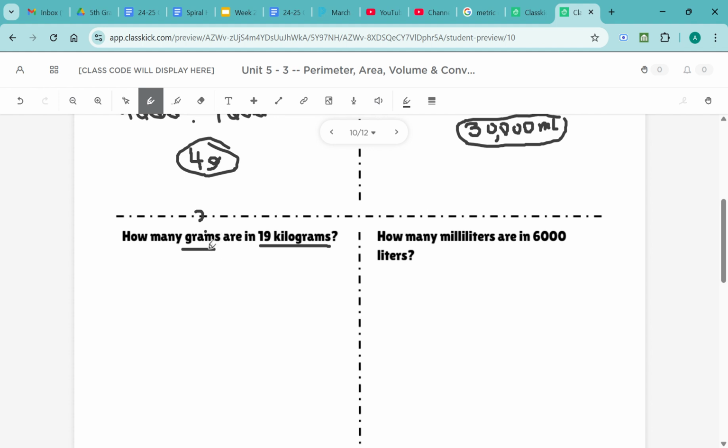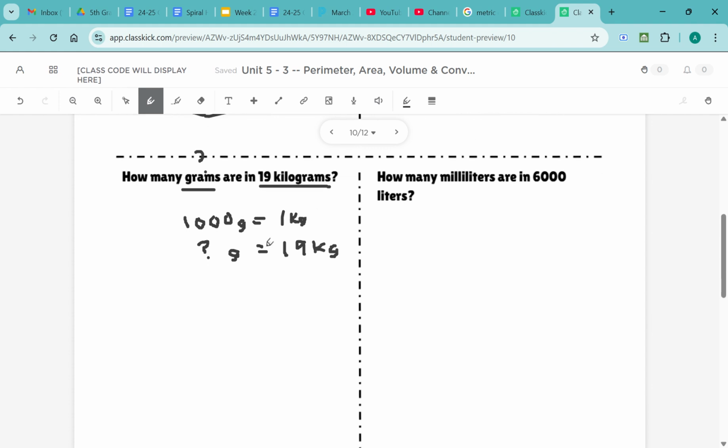All right, hopefully you found that. And hopefully you saw that there are 1,000 grams equal to 1 kilogram. Okay, and we're trying to figure out how many grams are in 19 kilograms.